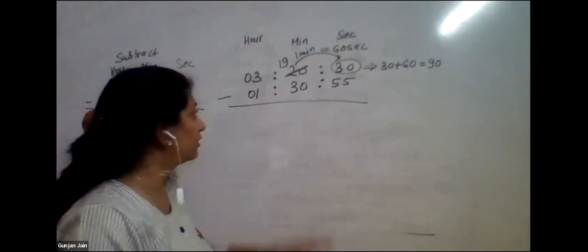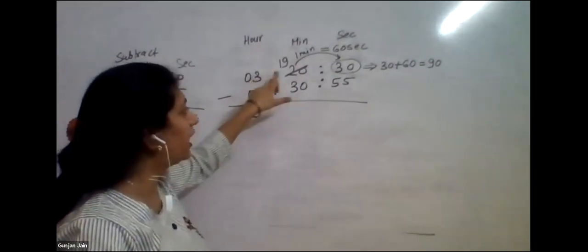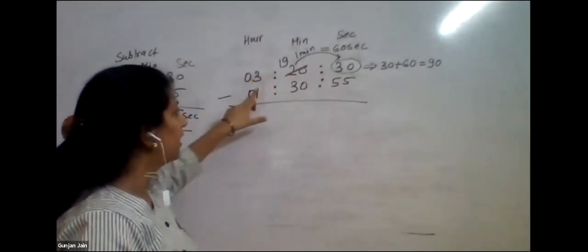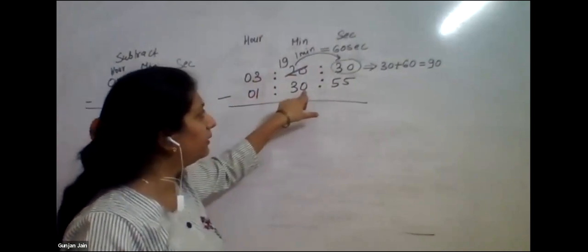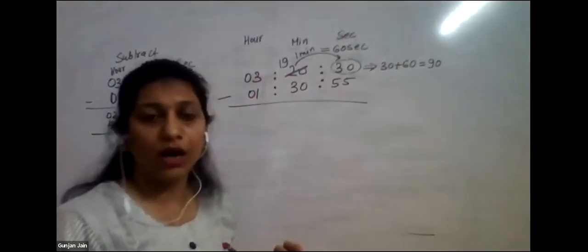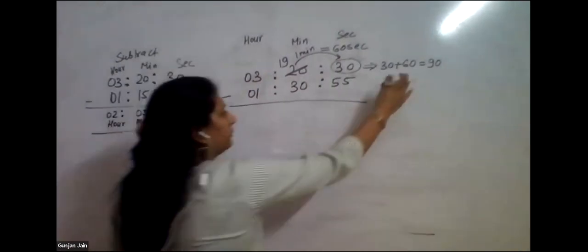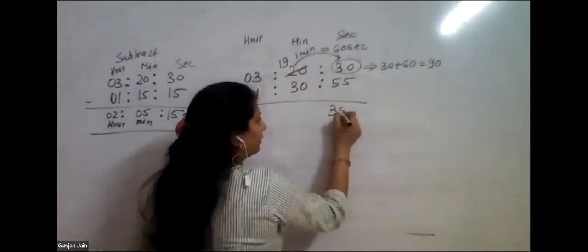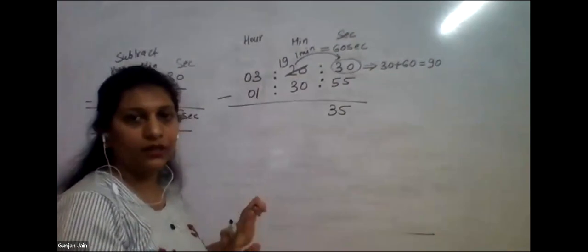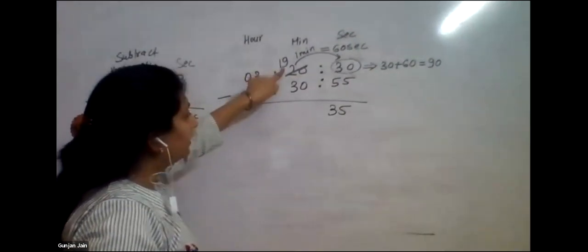Can you repeat the question? The question is you have to subtract 3 hours, 20 minutes, 30 seconds minus 1 hour, 30 minutes and 55 seconds. So the answer is 35. 90 minus 55 is 35. Okay, clear? Now, this is 19, this is 30.